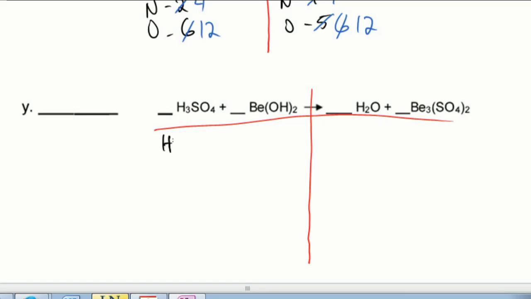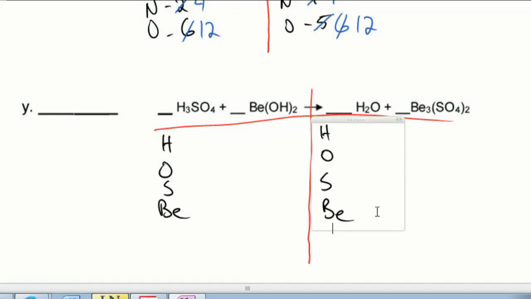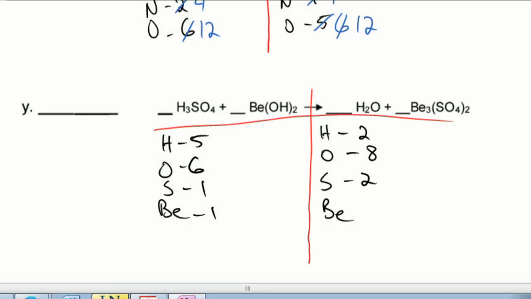All right. Hydrogen, oxygen, sulfur, beryllium. Four, six of those, sulfur is 1 and beryllium's 1, hydrogen's 2, oxygen's 8, sulfur is 2, and beryllium is 3.